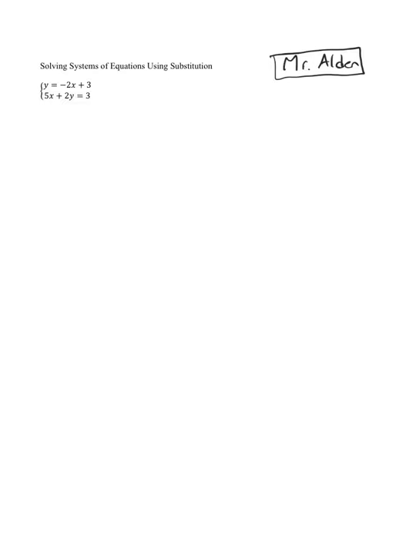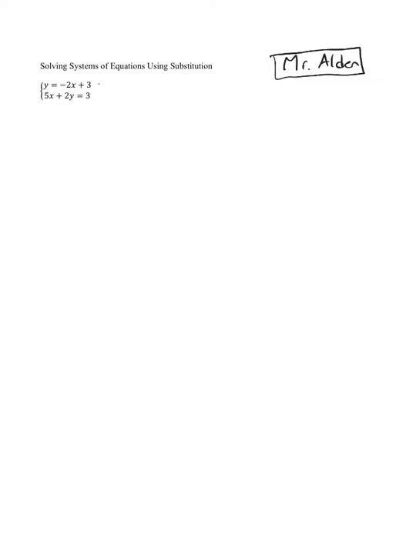So as you can see, we have a system of equations here using two equations: y equals negative 2x plus 3 and 5x plus 2y equals 3. Now what makes this one a substitution one to use is that I already have y isolated in the first equation. So for that first one, y is equal to negative 2x plus 3.